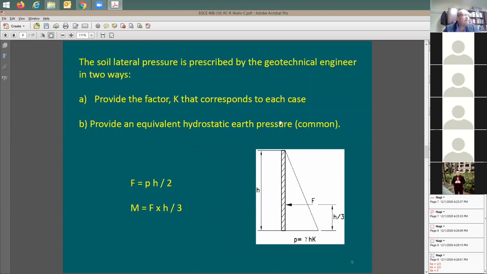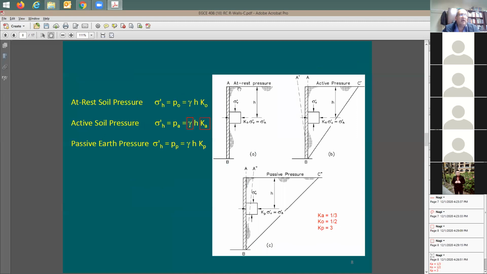Once you have the pressure, you can draw the pressure distribution. As you know, right on the top, the pressure is going to be equal to zero because the height is equal to zero. Let's go back here. The height is the depth of the soil measured from the top, which means if you take the soil element right on the top, the height is zero. When you go all the way down, you are maximizing the height. You're increasing the height.